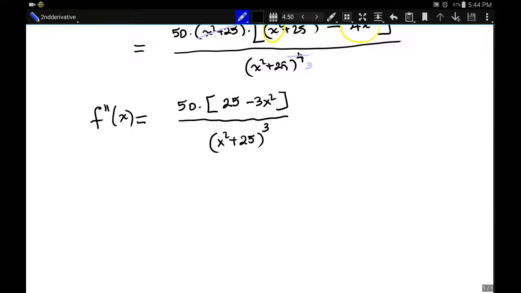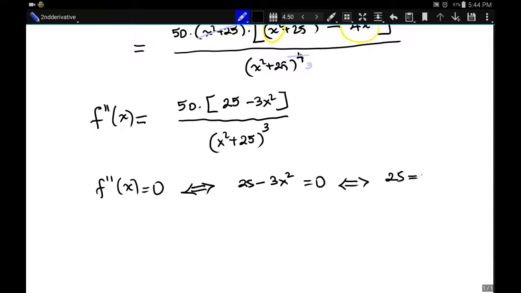Now let's find where this will be 0. As you see, the denominator is never 0. It's always bigger than 25 cubed, actually, because of the plus sign here. And then only the numerator can be 0. 50 is never 0. So this is the case whenever 25 minus 3x squared is 0, or 25 equals 3x squared. Then divide both sides by 3: x squared equals 25 over 3. And then take the root on both sides.